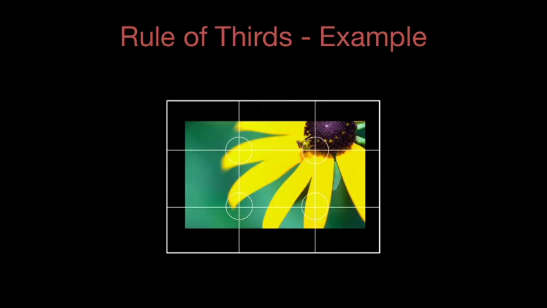Here's an example of a flower following rule of thirds. So as you can see, the main focal point of the flower, the center bud, is towards the top right intersecting points, pushing it away from the center and creating a more dynamic, interesting photograph.